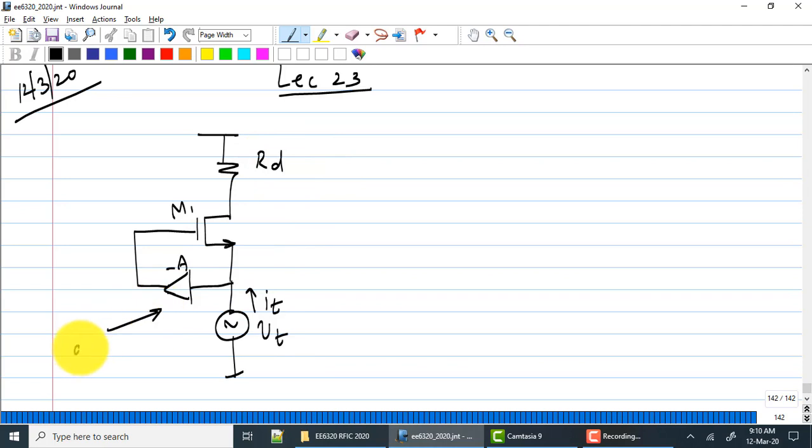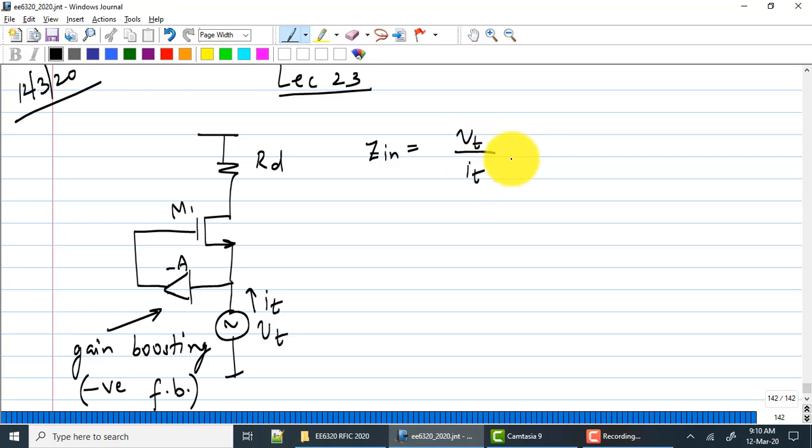So this type of circuit structure is called gain boosting, where you take a common gate and apply negative feedback around it. What is the value of input impedance? It is A plus 1 times 1 over GM. This is fine, everybody? Okay.